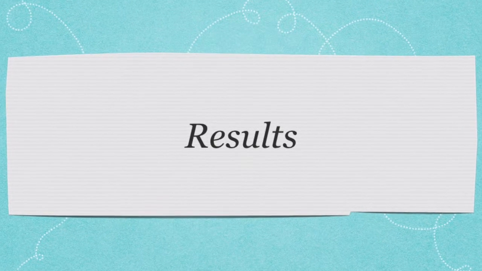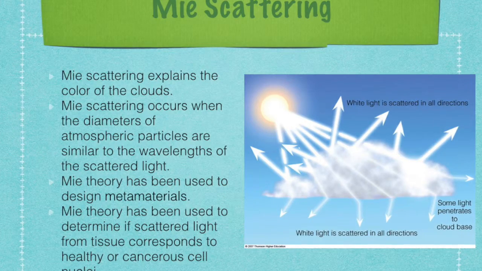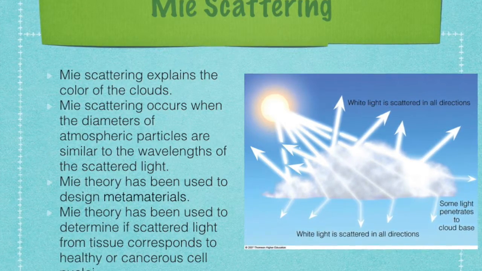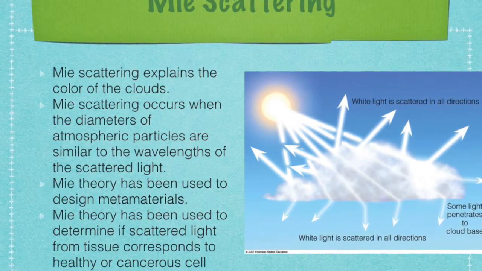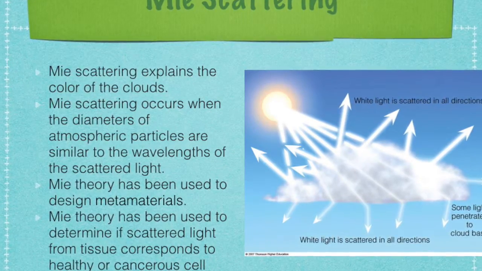As we said earlier, there are three types of scattering. Mie scattering occurs when the obstacle size is comparable to the wavelength of light. This simulation clearly shows the scattering phenomena. Mie scattering explains the color of clouds. Mie scattering occurs when the diameter of the atmospheric particles is similar to the wavelength of the scattered light.